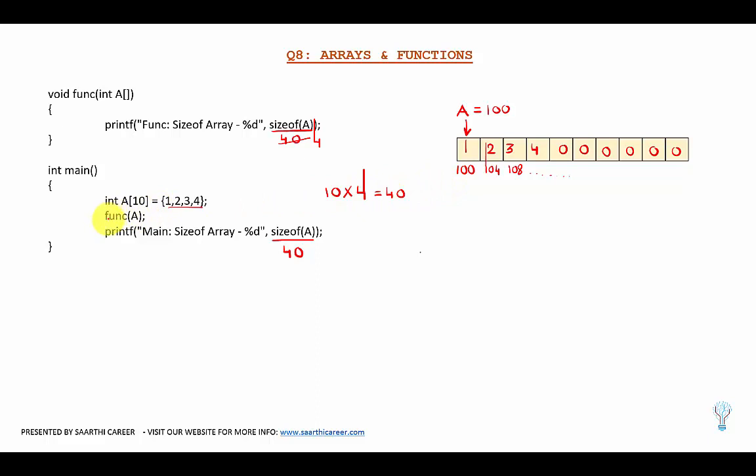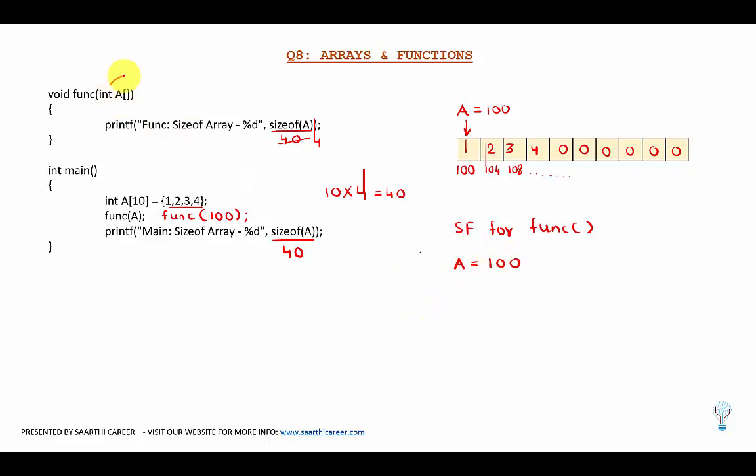The next statement says func of A. Now this is equivalent to saying func of 100, because A is nothing but 100, right? So when a function is called, the control jumps to the called function, and now we are in func, so we will create a stack frame for func, and here we pass 100, and there is a variable A which is receiving the value 100.